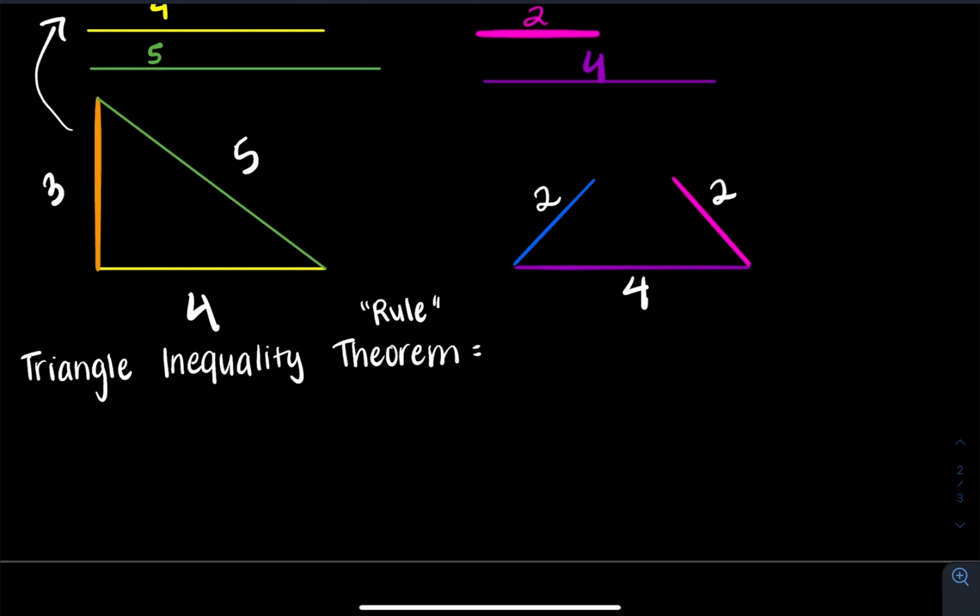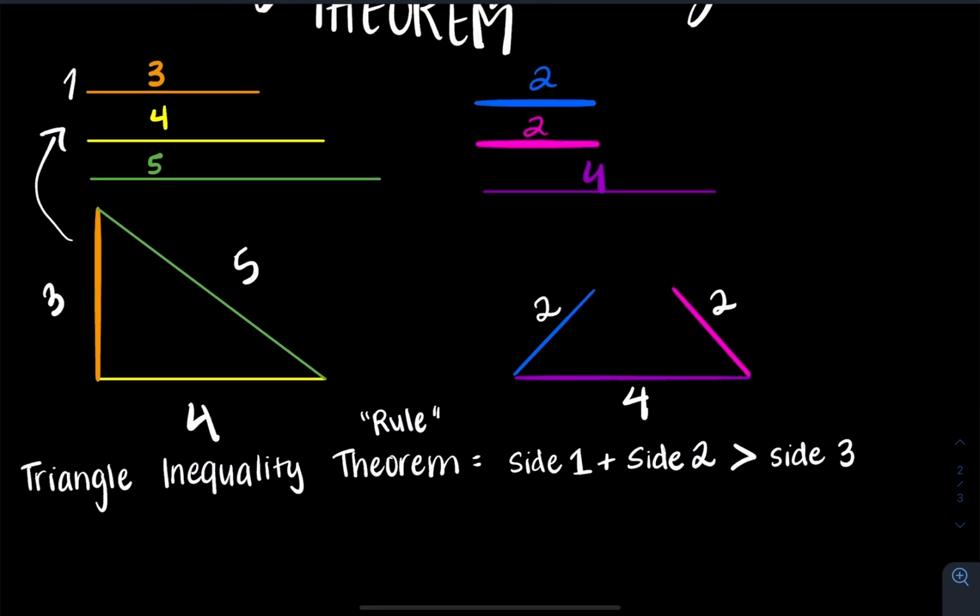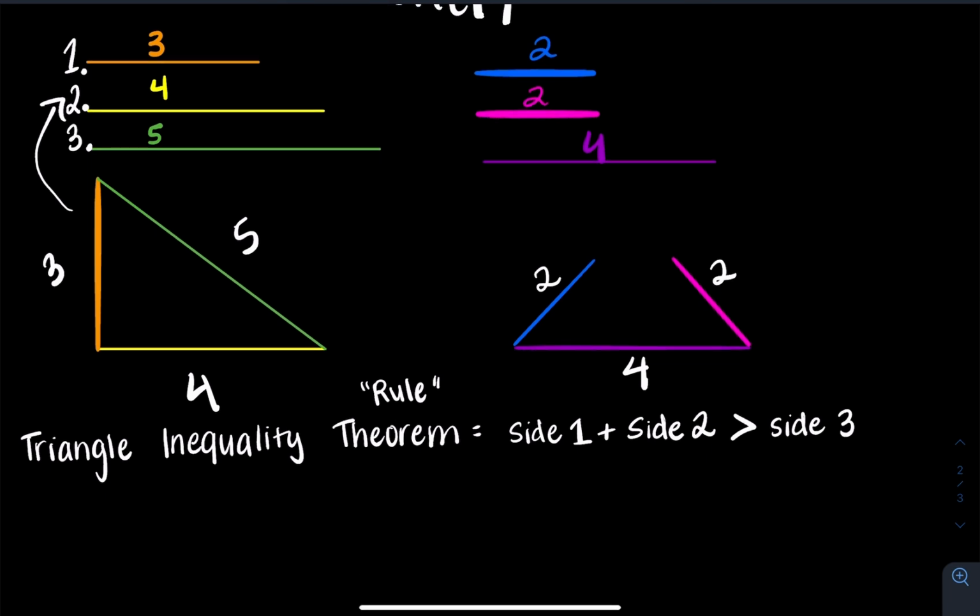So what this says is side 1 plus side 2. The sum of side 1 and side 2 must be greater than side 3. So when looking at this example, let's say orange represented our first side, yellow represented our second, and green represented our third. If we were to take 3 plus 4, notice that sum is 7, and that is greater than 5. So this is true.